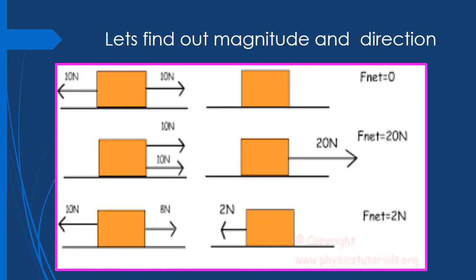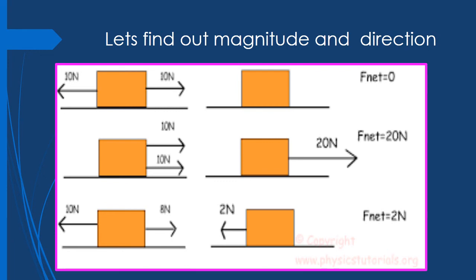Few more examples. You can see it in the picture. The block diagrams are given out here. In the first one, you can see both the sides have equal magnitude, different direction. So the difference of the forces, so net force will be 0 and the object is not going to move.